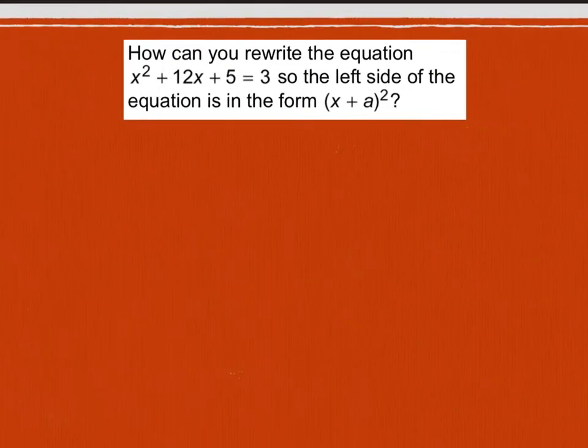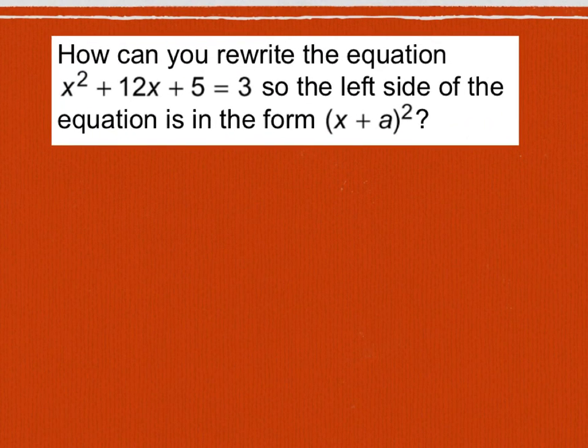All right, let's look at number 12. This question just asks, how can we rewrite the equation so the left side is in the form x plus a squared? So we just want it to look like this. We don't have to solve it all the way. We're just trying to get to our parentheses. So this one's not too bad. We don't have to go all the way.